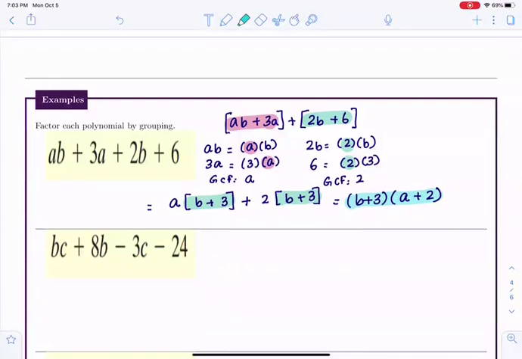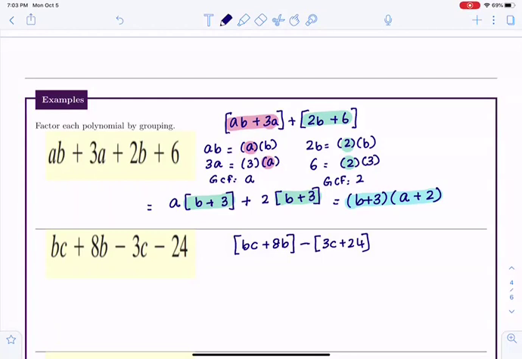So the key here is we have a negative hanging in there. So the first two terms, I am going to write it as b times c plus 8b. And since I see a negative in both of those terms, I'm going to pull that negative out. That would leave me with 3c plus 24. It is always good practice when you have a negative, it's better to pull the negative out, or else you are trying to put yourself in a weird position.